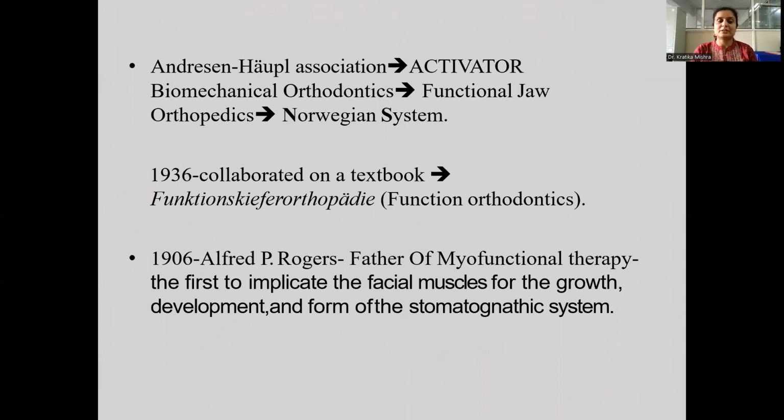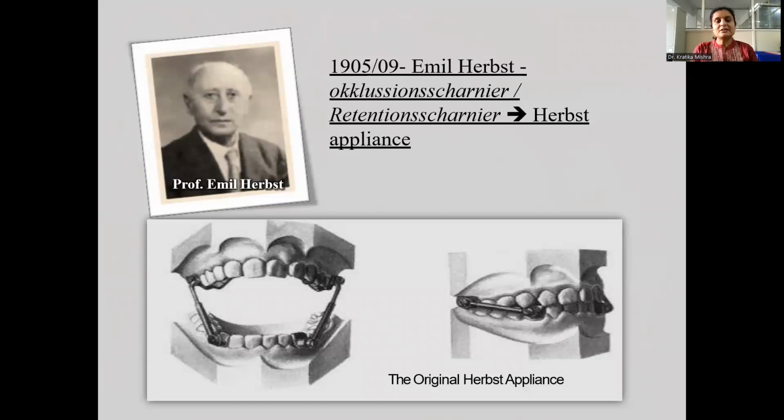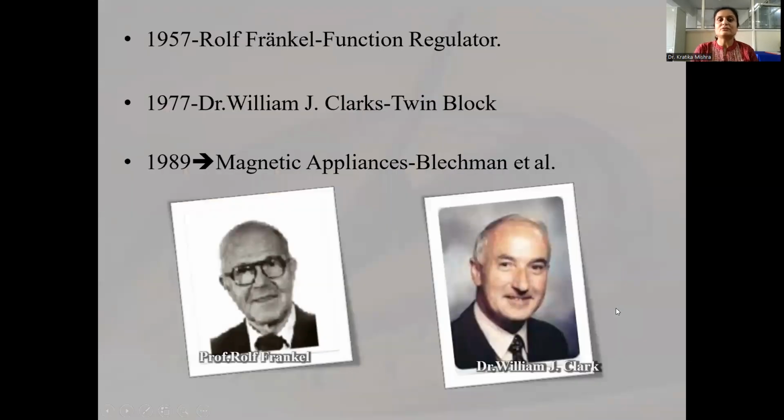The father of myofunctional therapy in 1906 was Alfred P. Rogers, who was the first to implicate the facial muscles in the growth, development, and form of the stomatognathic system. In 1905 and 9, Emil Herbst developed the Herbst appliance. This is the Herbst appliance you can see on the screen. In 1957, Fränkel gave the function regulator. In 1977, William Clark explained the twin block, and in 1989, the magnetic appliance was developed by Blechman et al.